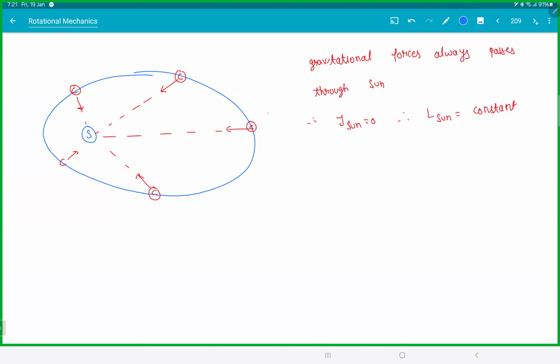This is your state 1, V1, distance was R1. This is your state 2, V2 and R2. So initial angular momentum L1 is equal to L2: m V1 R1, perpendicular distance, equals m V2 R2. Only one step was there. V1 by V2 is equal to R2 by R1. Easy? Simple conservation.